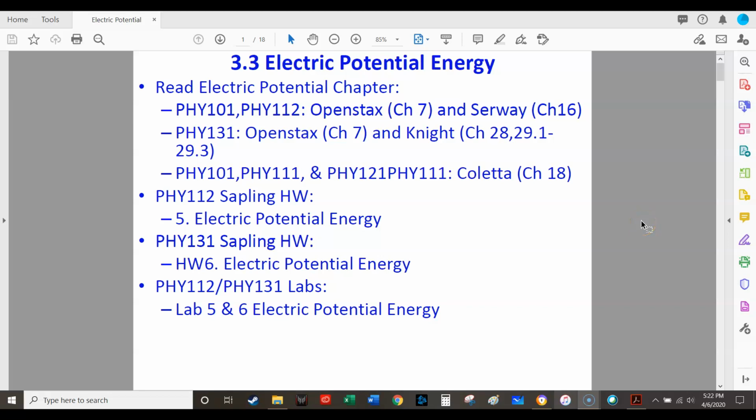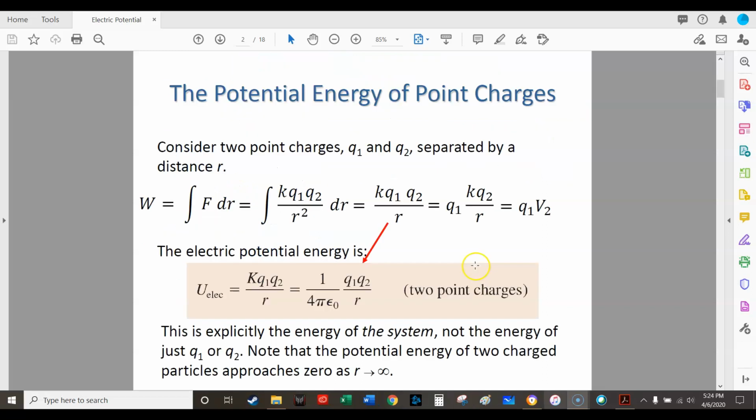So we're now doing electric potential energy. This is 3.3. So again, please read Coletta, chapter 18. And this will now be associated with Sapling homework number 6 in Physics 131 and Sapling homework 5 in Physics 112. So chapter 18, homework 6, Physics 131, homework 5, Physics 112.